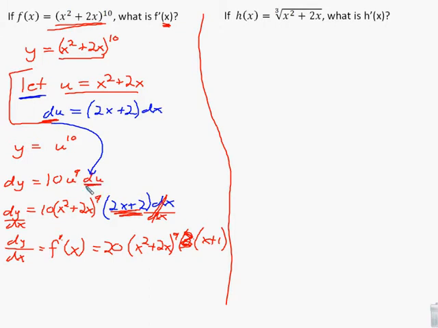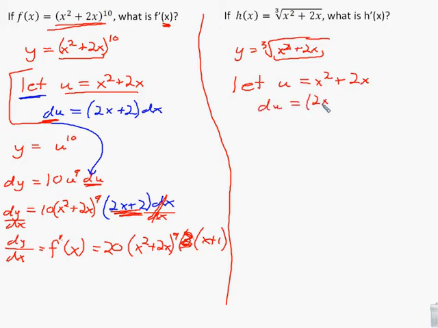So for this next one, for our function h of x, first I'll write this as y equals, but our main function is a cubed root function. And when we have cubed roots and we want to differentiate, a lot of times we put it to the 1/3 power. So I'll do that in a minute, but we're going to let u equal what's inside here. So x squared plus 2x, and again we're going to find du right away, and that's 2x plus 2 dx.